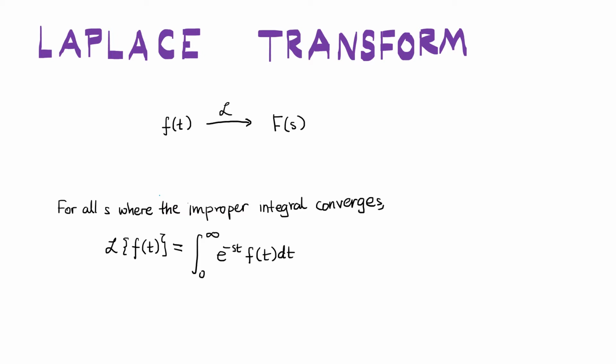So as long as this improper integral converges, our Laplace transform F of s is defined. Notice that we're integrating with respect to t, and we have these two variables s and t appearing in the improper integral. So since we integrate with respect to t, this produces a function that is strictly in terms of s. So this is the definition that we're going to be using today.